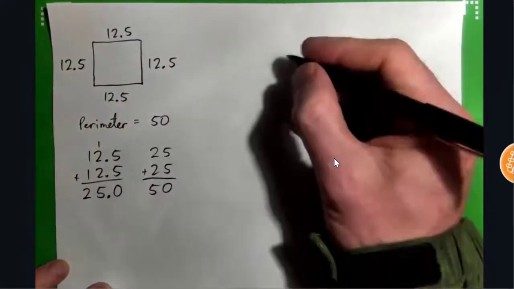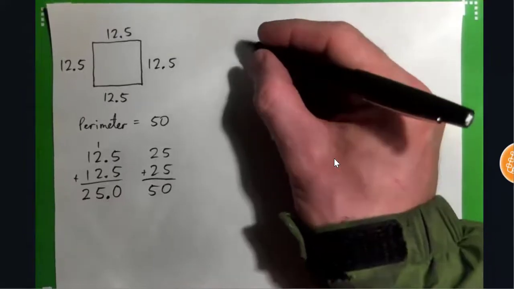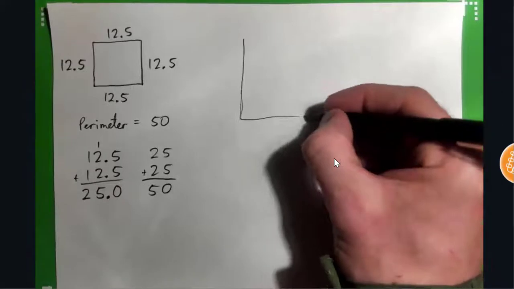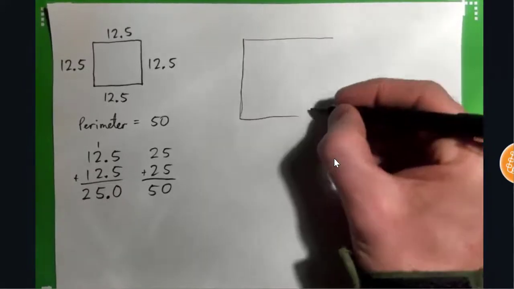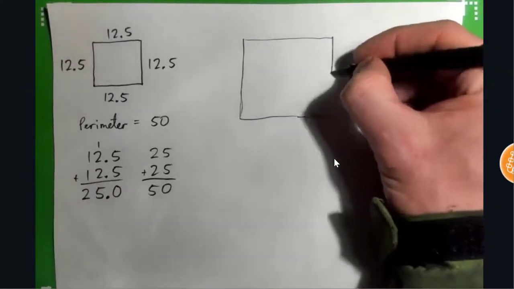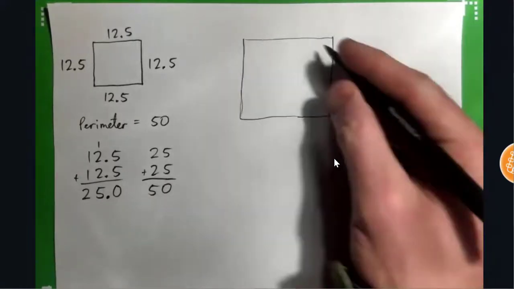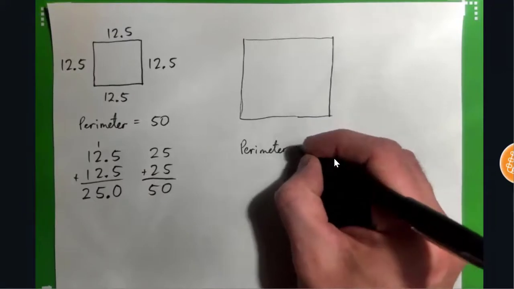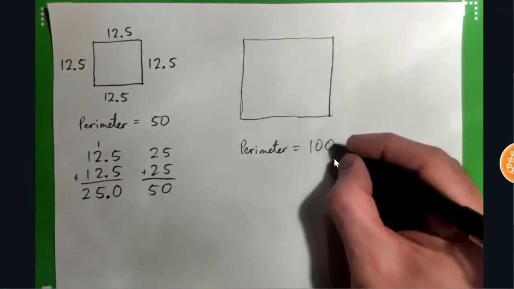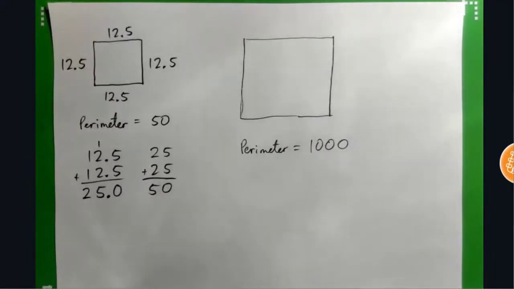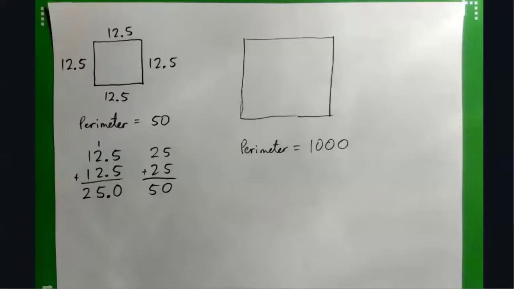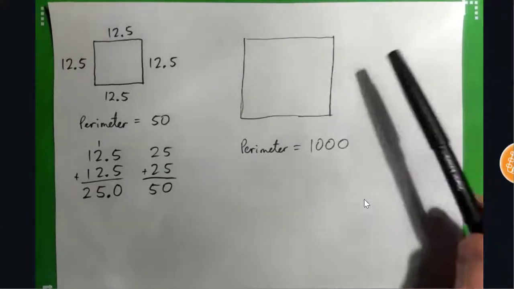So what they're saying is a life-size chessboard, which is a lot bigger, and I'm not going to be able to draw it on paper, but it is a square. It's a square because each side is the same length. But the perimeter of this life-size chessboard was 1,000 inches. Is that right? Yes, 1,000 inches. And I said use proportions to find the length of each side, right?